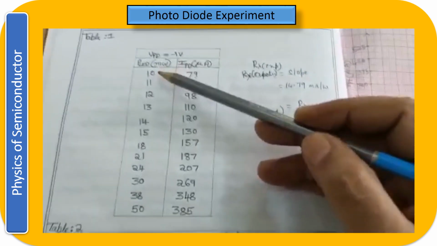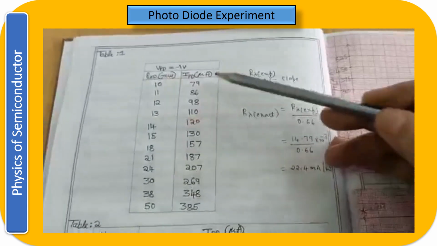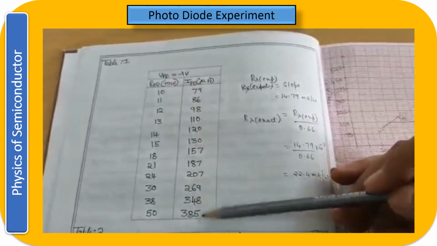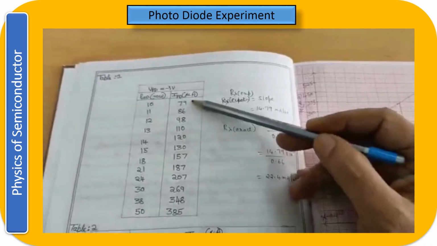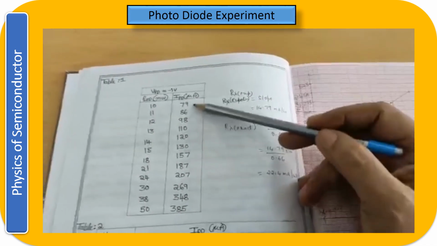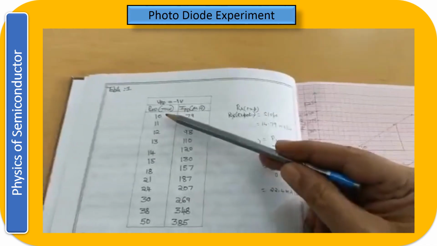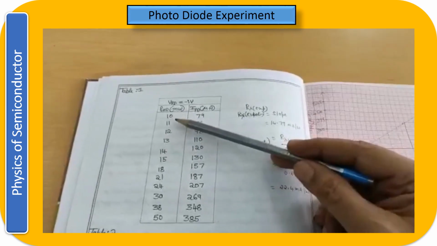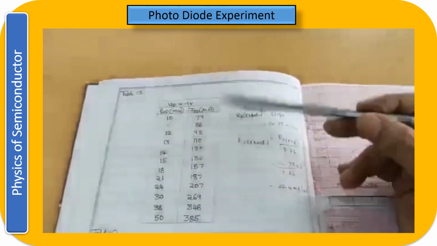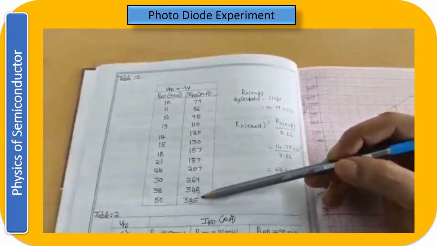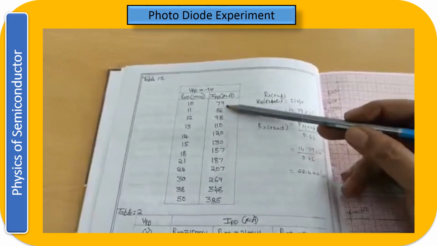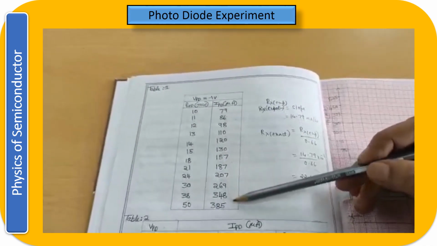Now you can see here, at the end of the course, what you can understand is, as you vary power from 10 to 50, the current is increasing, correct? So why is the current increasing? Because the resistance across the photodiode keeps decreasing. Higher the power, more light falls on the junction, more minority charge carriers are created at the junction, more current, hence the resistance decreases.